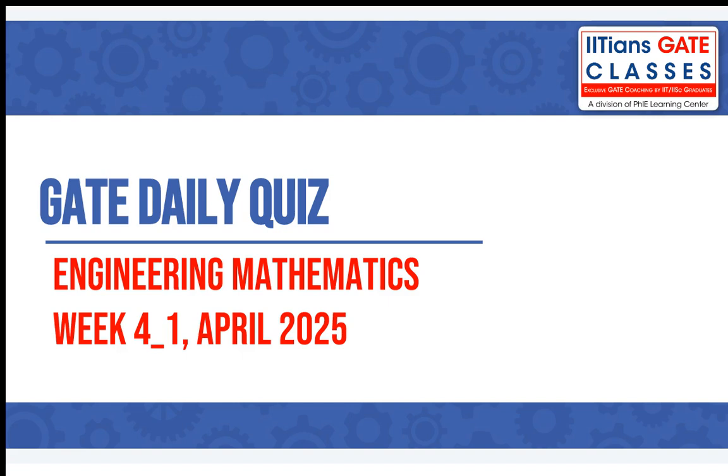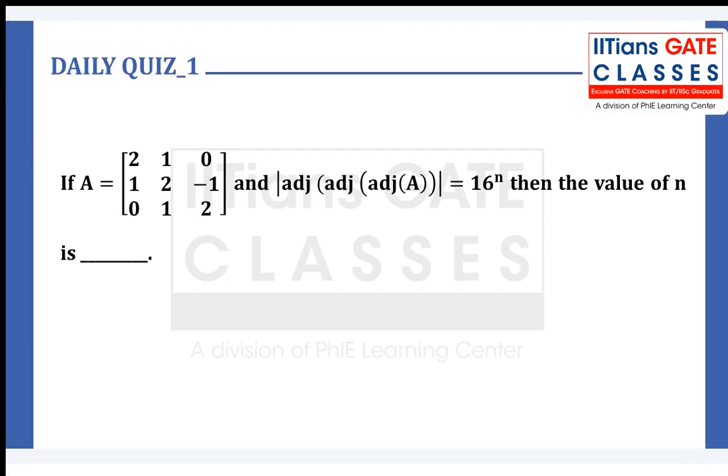So there are 4 questions, and again, the main focus is on the linear algebra topic. Let's go one by one. This is the first question where they have given you the matrix A, which is a 3 by 3 matrix, given as follows, and they're asking you to find the determinant of adjoint of adjoint of adjoint of A.